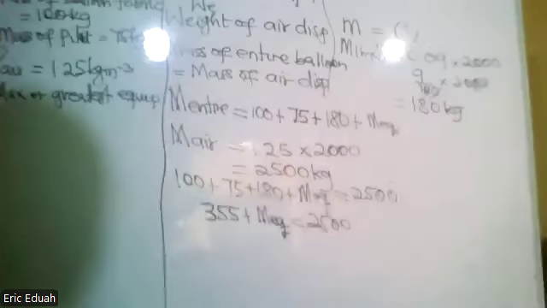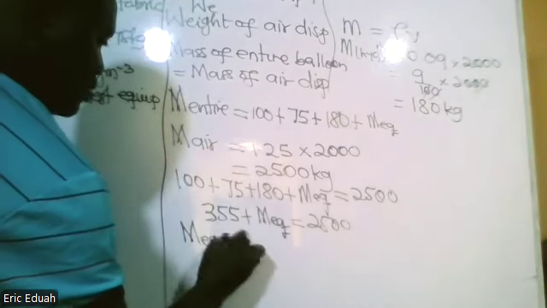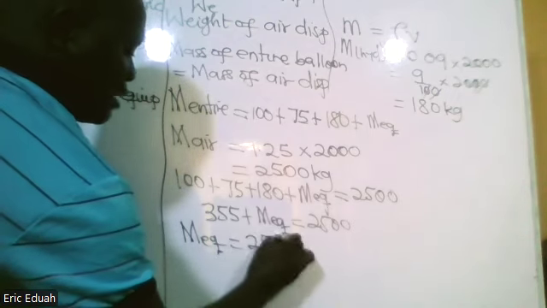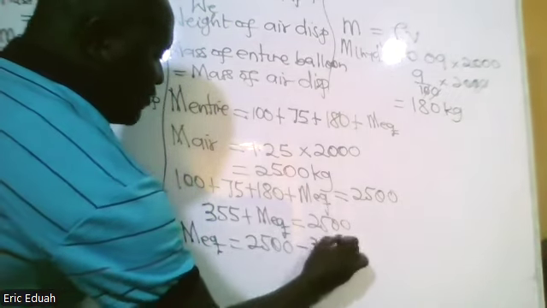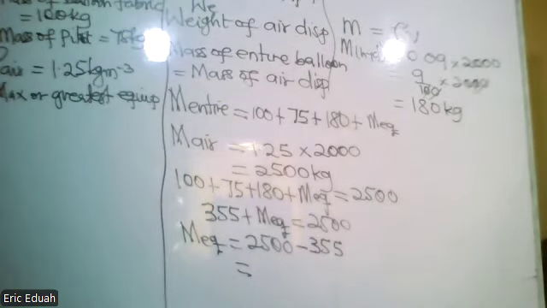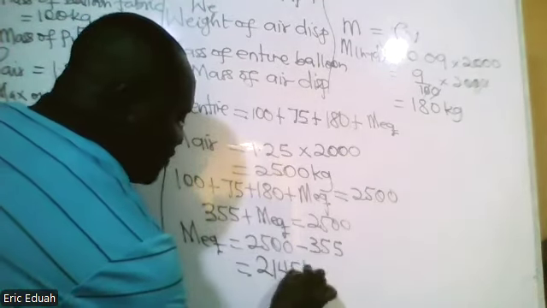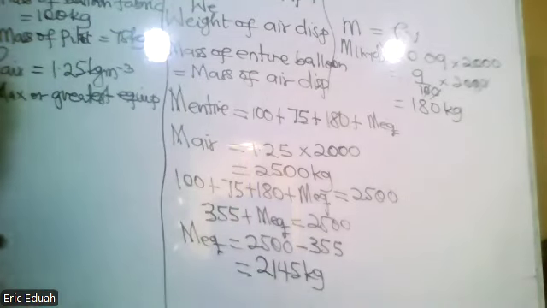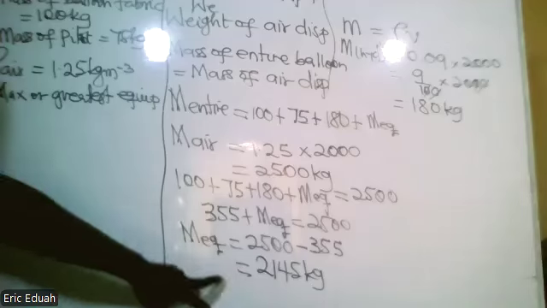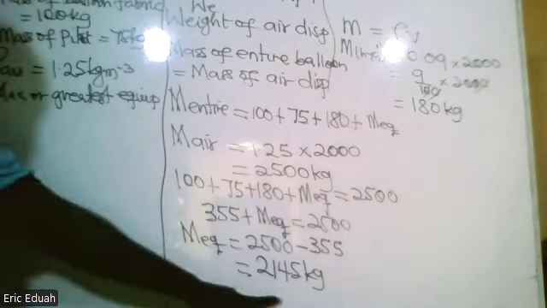Then you make mass of equipment the subject, which is 2,500 minus 355. What will be the result? 2,145. Okay, so 2,145 kilograms. This will be the maximum load that can be carried, or the greatest equipment that can be carried.